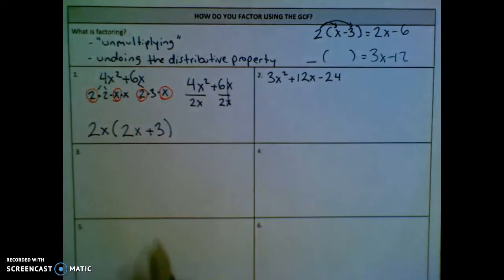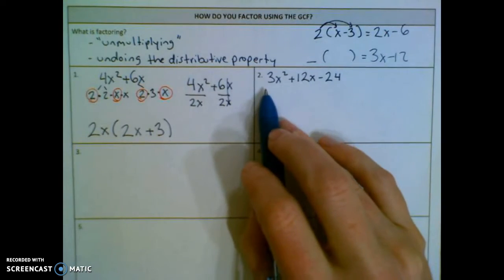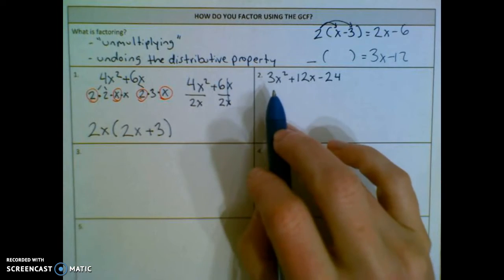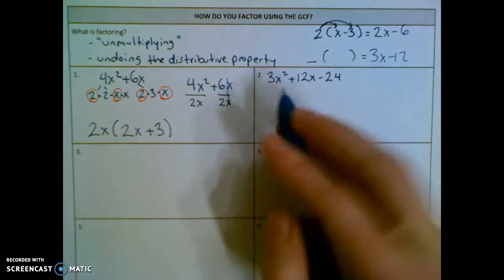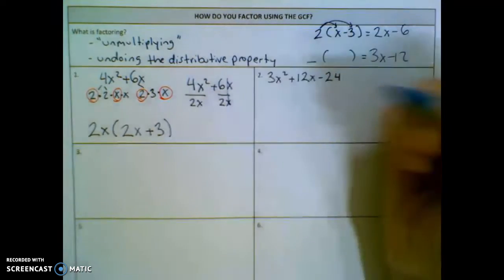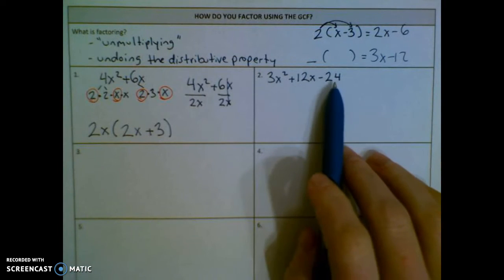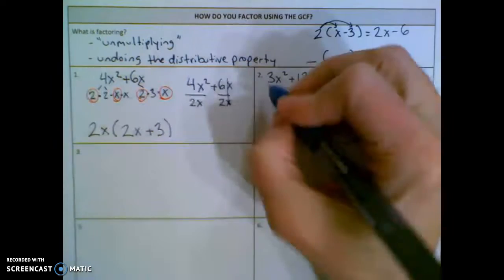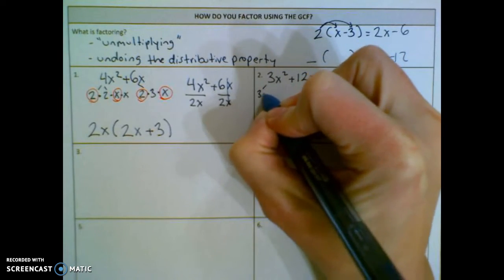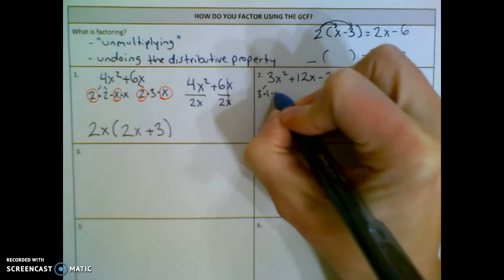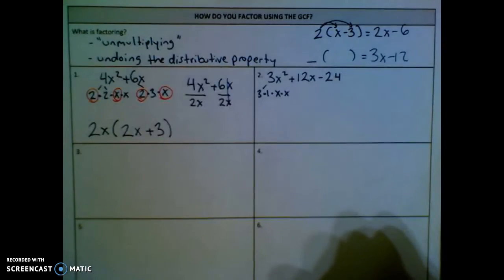Okay, let's do that again. Over here, my GCF, well, the smallest number is 3, so the factors of 3 are 1 times 3. That's all I got there. Does 3 go into 12, and does 3 go into 24? Well, let's see. So the factors of this are 3 times 1. I'm going to go ahead and do x times x.